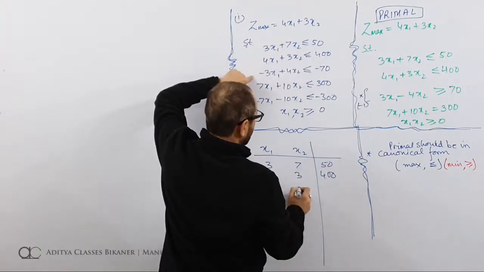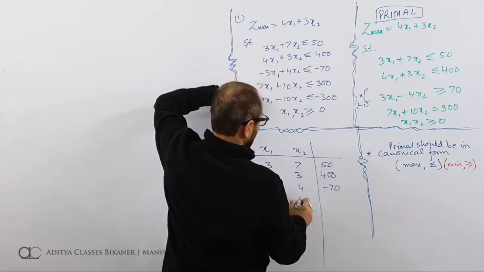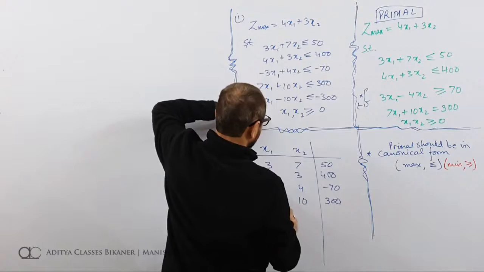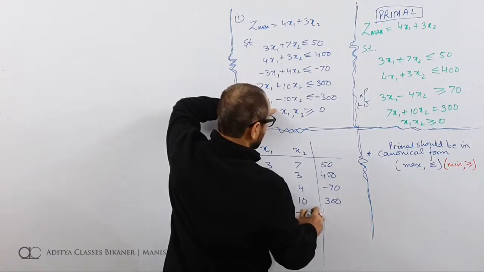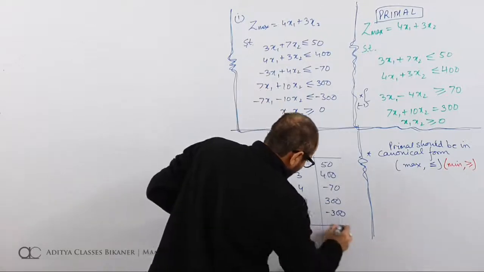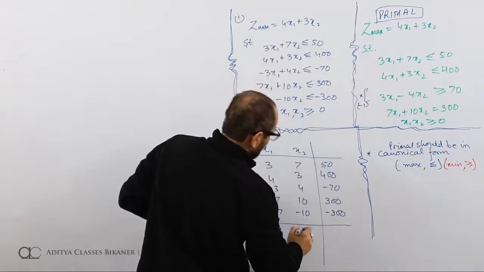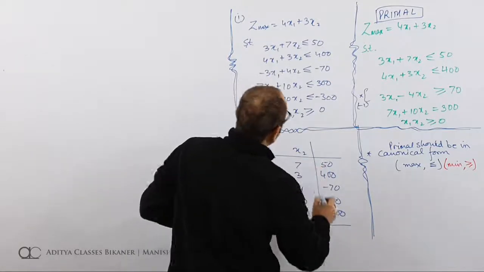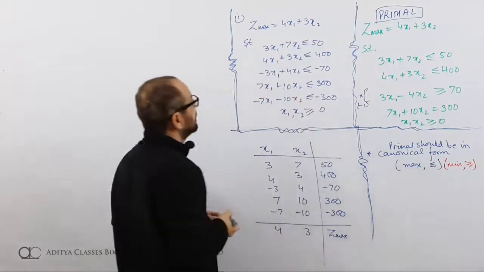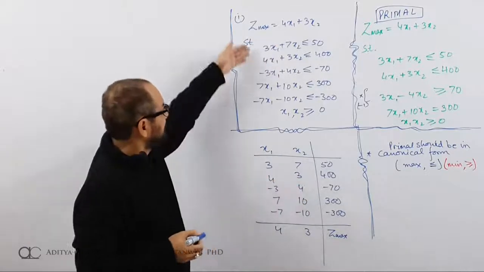Minus 3 and 4, minus 70. 7 and 10, 300. Minus 7, minus 10, minus 300. And then there is this one, 4x1, 3x2 and Z max. So these are the values, 4, 3, Z max. Then we have certain constraints.